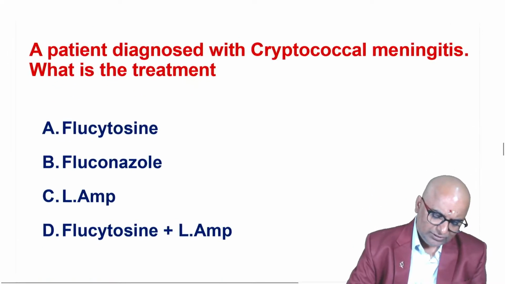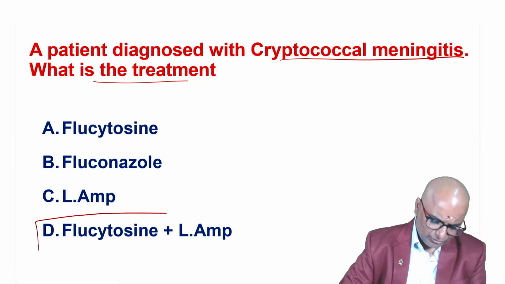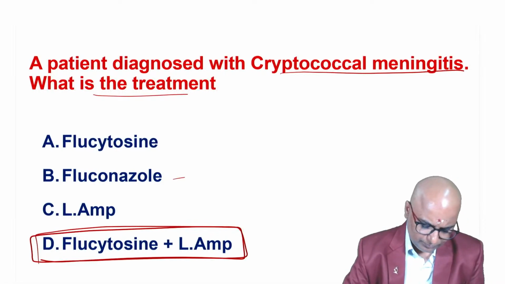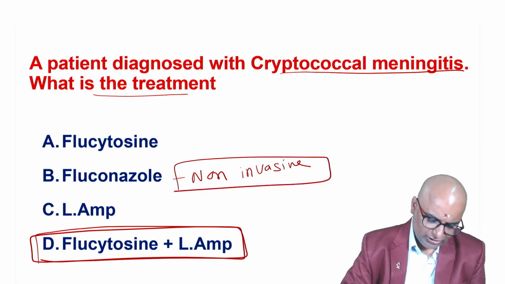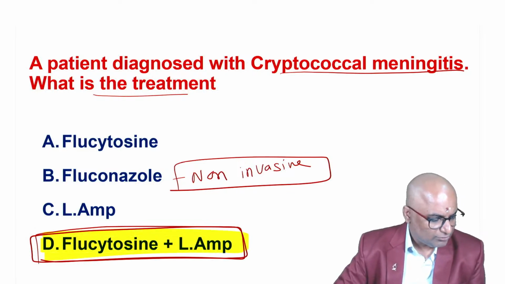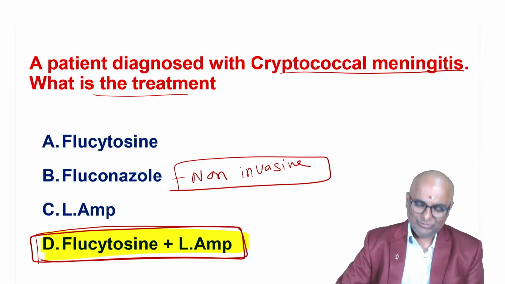A patient diagnosed with cryptococcal meningitis. What is the treatment? Direct question. Invasive cryptococcal meningitis: treatment is amphotericin B with flucytosine. In case of non-invasive, fluconazole. Non-invasive, fluconazole is the treatment. But in case of invasive, you can go for flucytosine and liposomal amphotericin B. All from the notes. Without cryptococcal, nobody can teach microbiology. Any cryptococcal, definitely the treatment will be there. Okay, right.